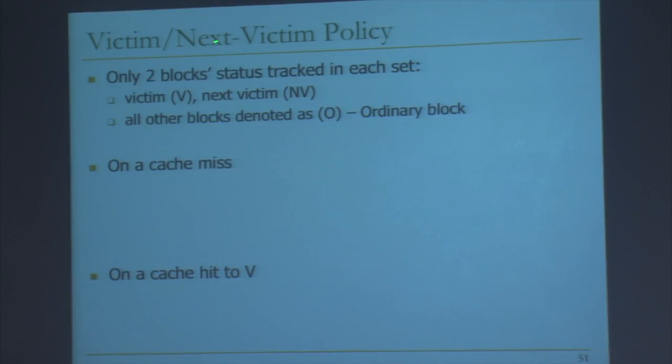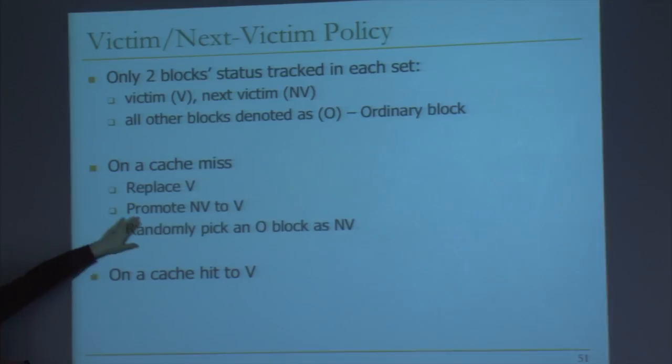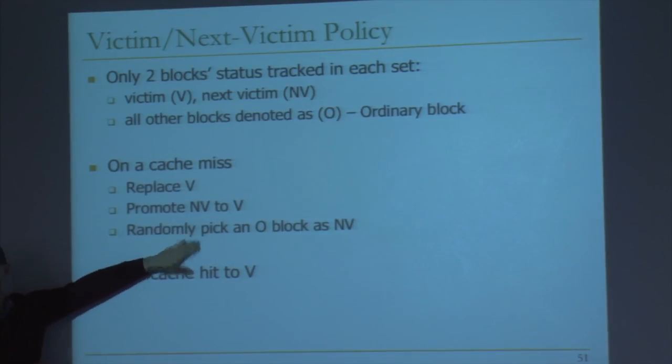This is a simple policy that keeps track of only 2 block statuses in each set: victim and the next victim. All other blocks are denoted as ordinary. So on a cache miss, you replace the victim block and promote next victim to victim. That's going to be the next one to be replaced. And randomly pick an ordinary block as next victim.